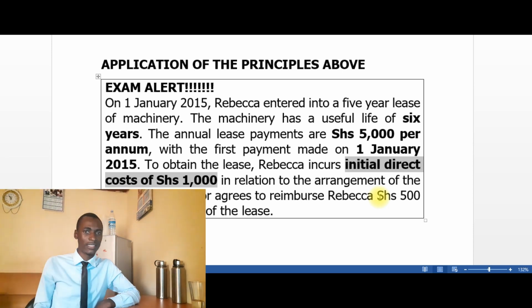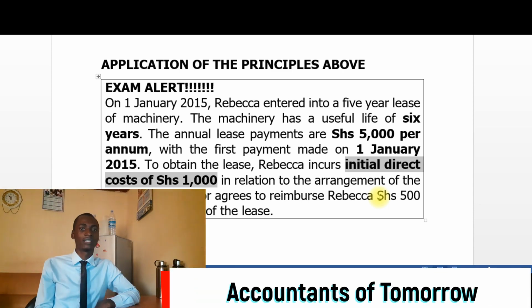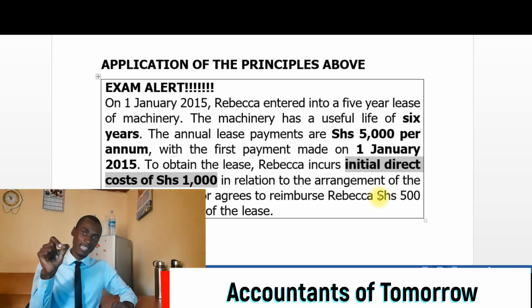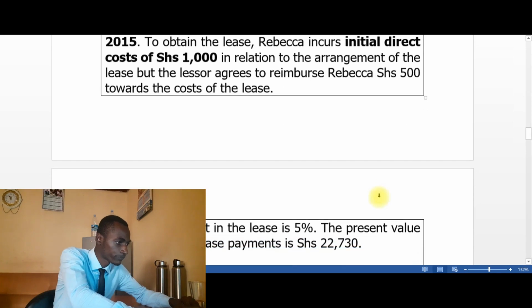The first payment, meaning that in this scenario, payments are likely to be made at the start of each financial year. Remember, payments can be made in advance, that is at the start of the year, or payments can also be made at the end of each year, that is payments made in arrears. So you always have to look at the series of the payments. Are they made at the start or at the end of the year? Information about payments is also very important.